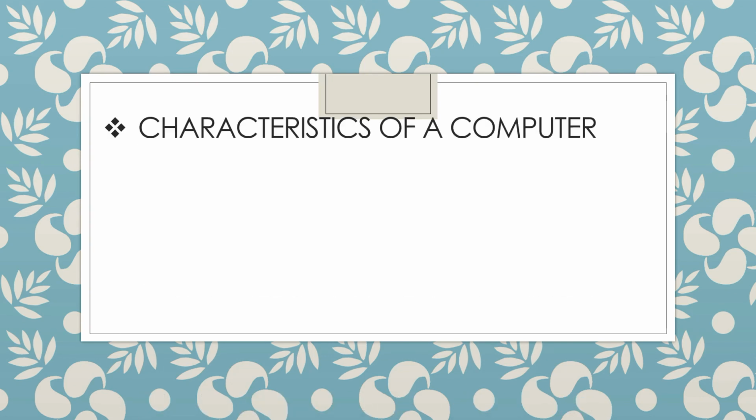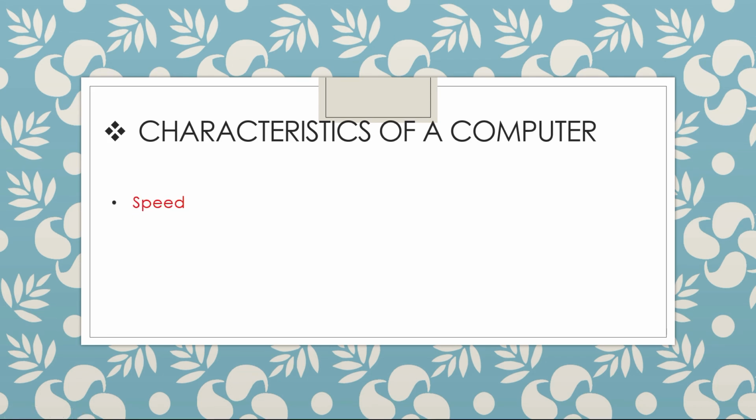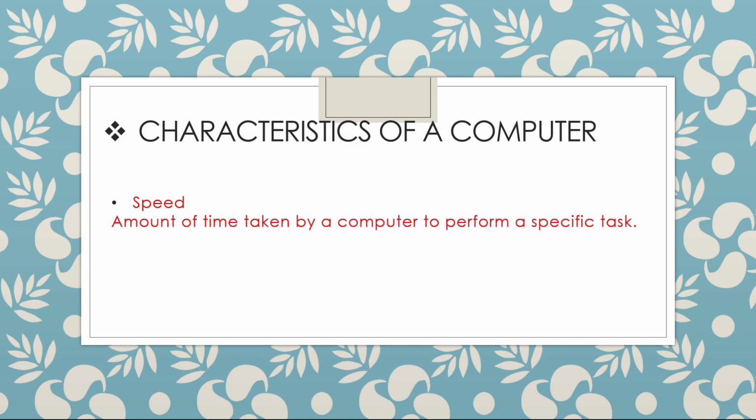Now, let's learn about the characteristics of a computer. The widespread use of computers today has made lives easier. Computers are huge sources of information and entertainment. They have also made communication easier. Some characteristics that have made computers so universally powerful and useful are speed. Speed refers to the amount of time taken by a computer to perform a specific task. A computer can carry out millions of instructions in a few seconds. Its speed is measured in megahertz or gigahertz.